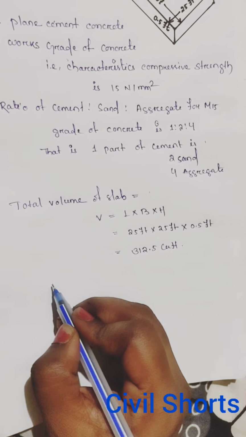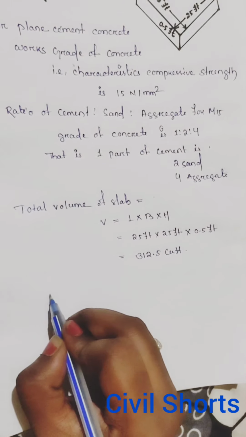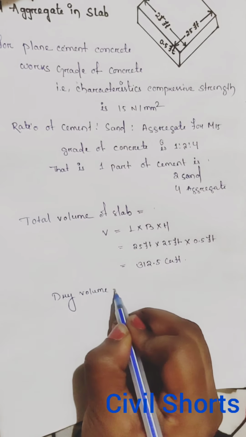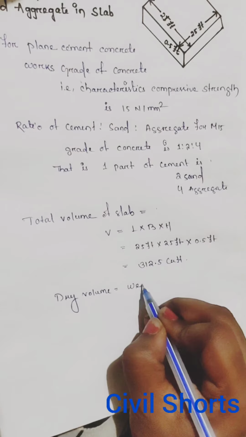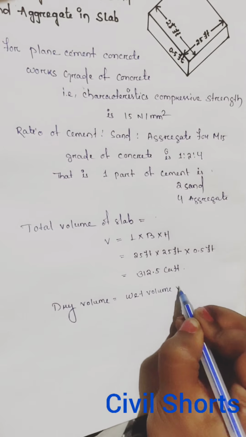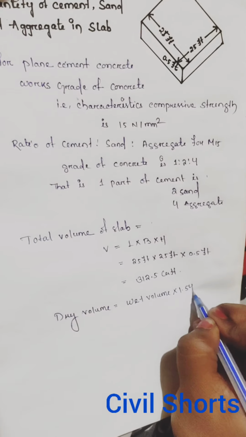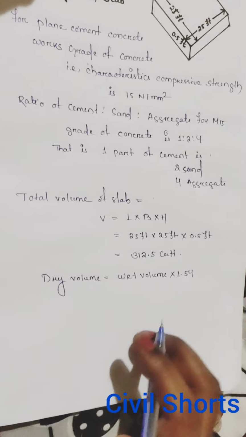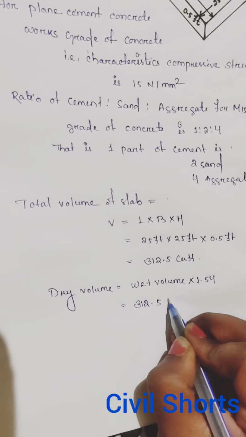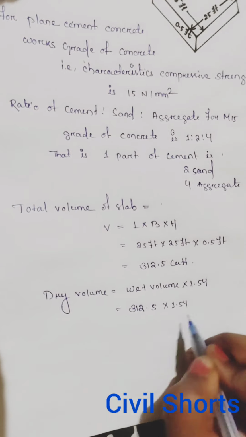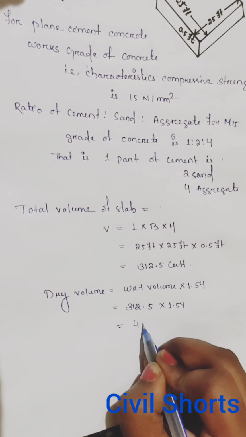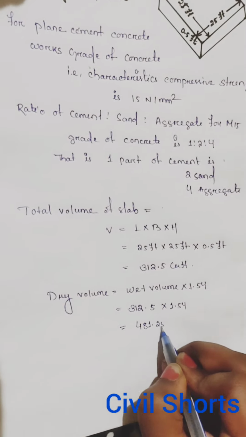Now we need to convert this wet volume to dry volume. Wet volume into 1.54, this is a constant value. 312.5 into 1.54 is 481.25 cubic feet.